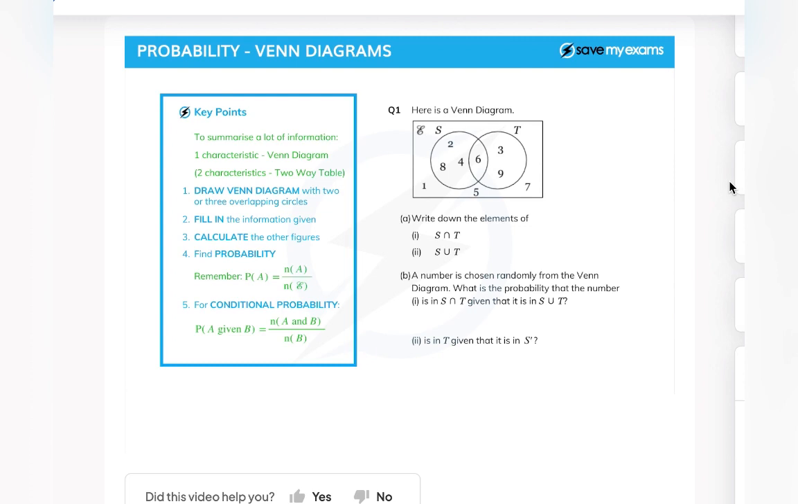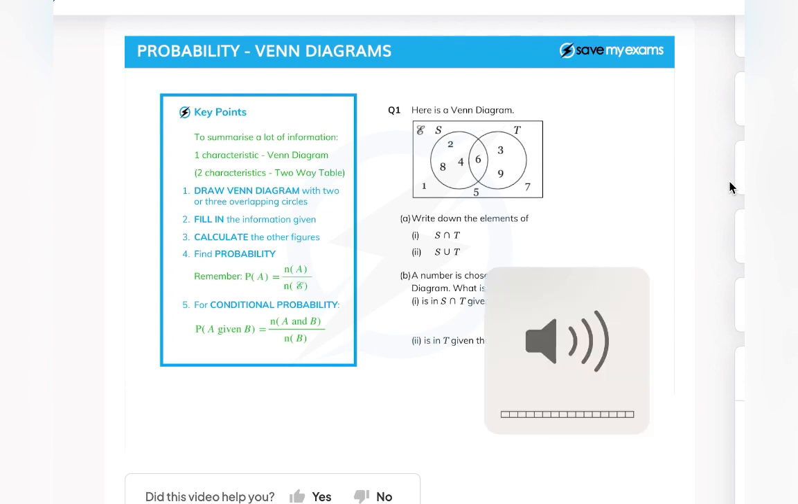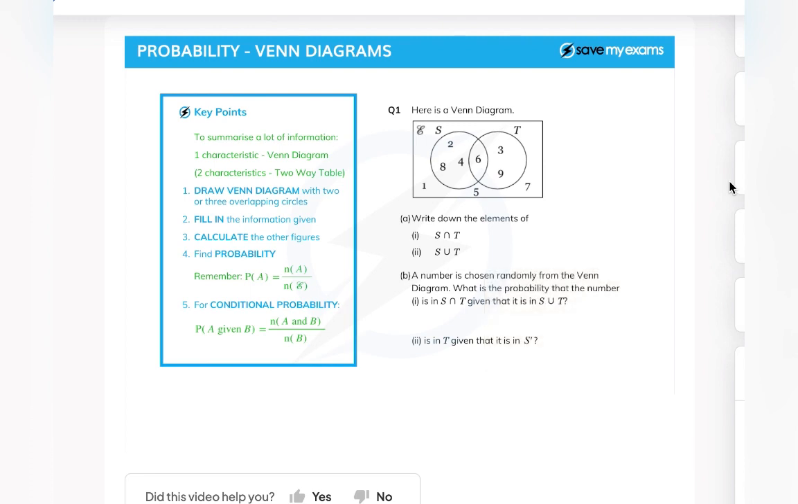In this tutorial, we're going to look at using Venn diagrams in probability situations. And unusually, we're going to go straight in with the question. We'll look at the key points before we come to question 2. So in this question, we're given a Venn diagram. Here it is. It's got the numbers 1 to 9 in it, in various sets.